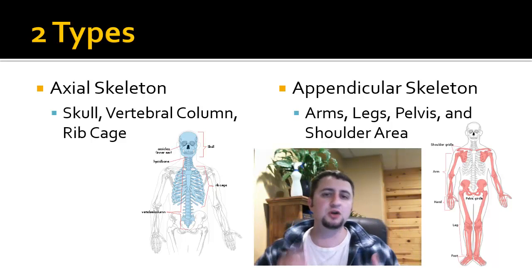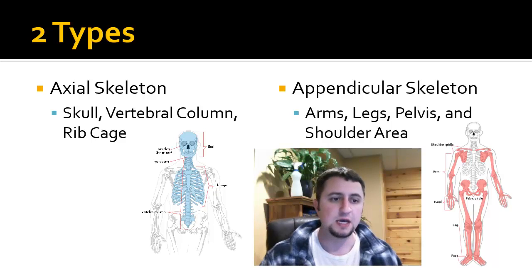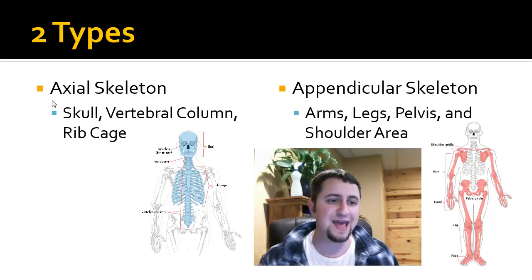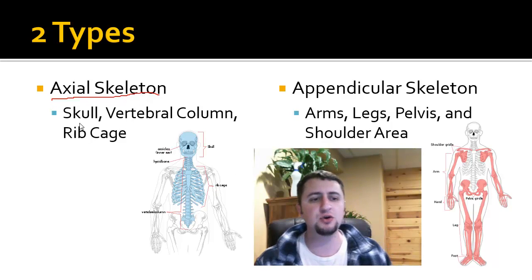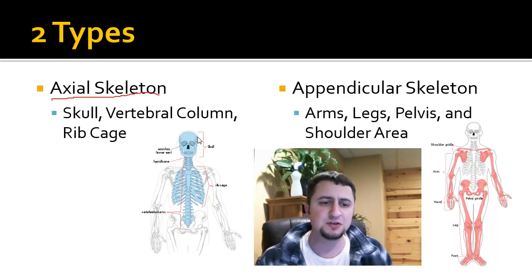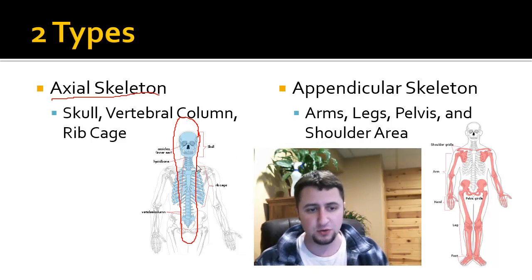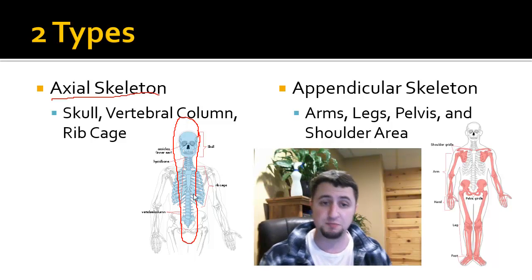Now, there are two types or two divisions to the human skeleton. One of those divisions is called the axial skeleton. That includes the skull, the vertebral column, and the rib cage. The axial skeleton is everything kind of sort of in the middle of your body. So it includes the skull, the rib cage, and the spine.